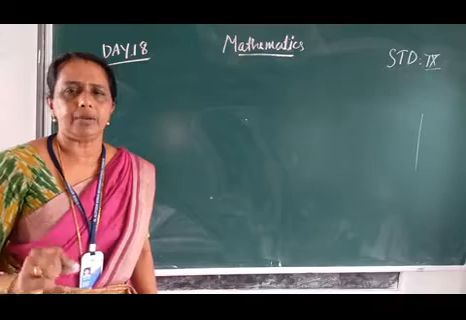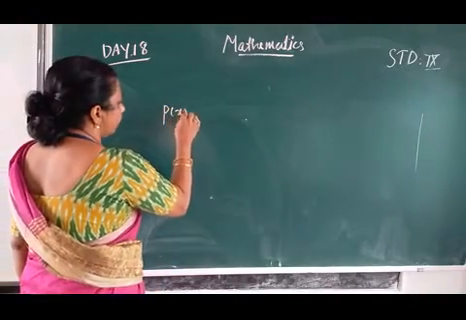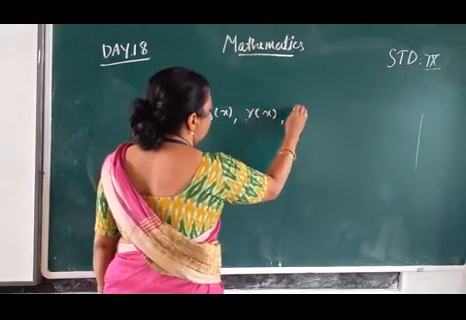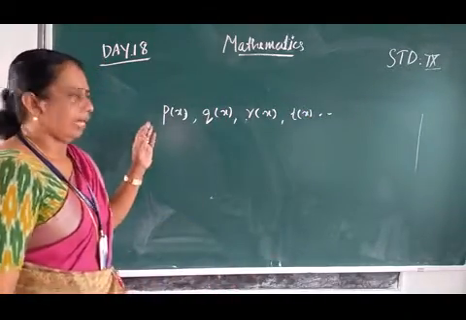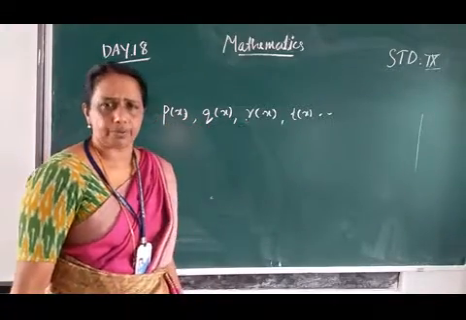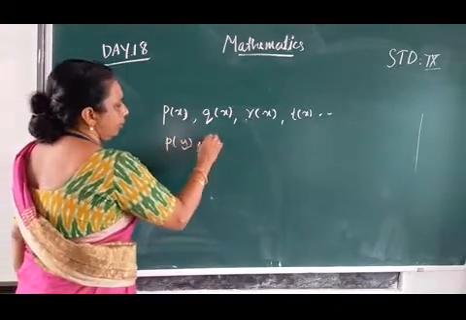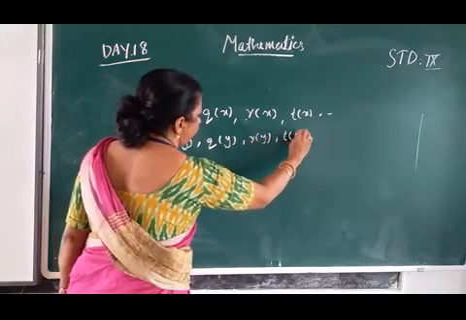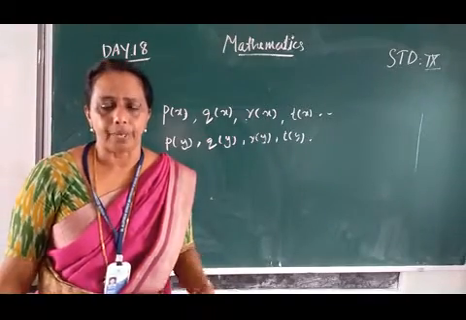Okay, next we study how we can denote a polynomial; I think you already studied that. A polynomial in the variable x can be denoted by p of x, q of x, r of x or t of x, etc. A polynomial in the variable y can be represented by p of y, q of y, r of y or t of y, etc. This is the way we denote a polynomial.